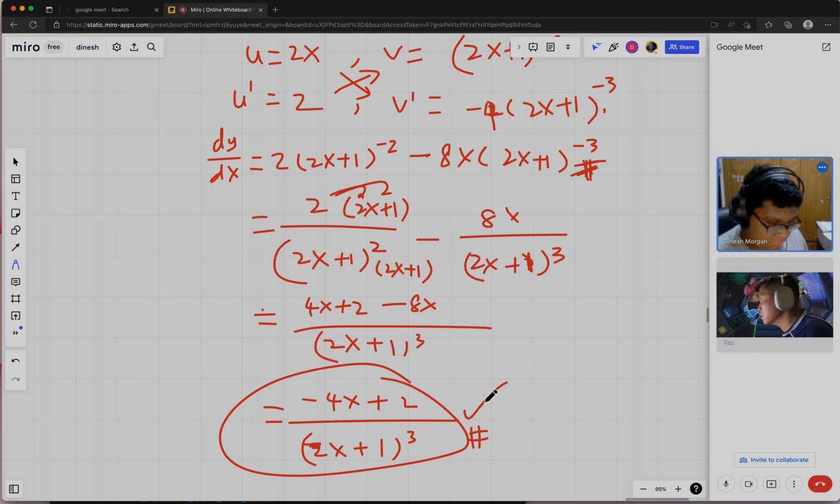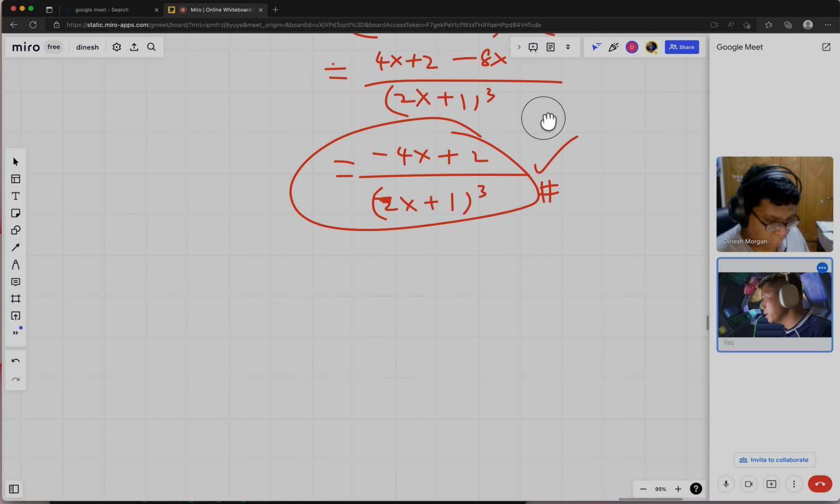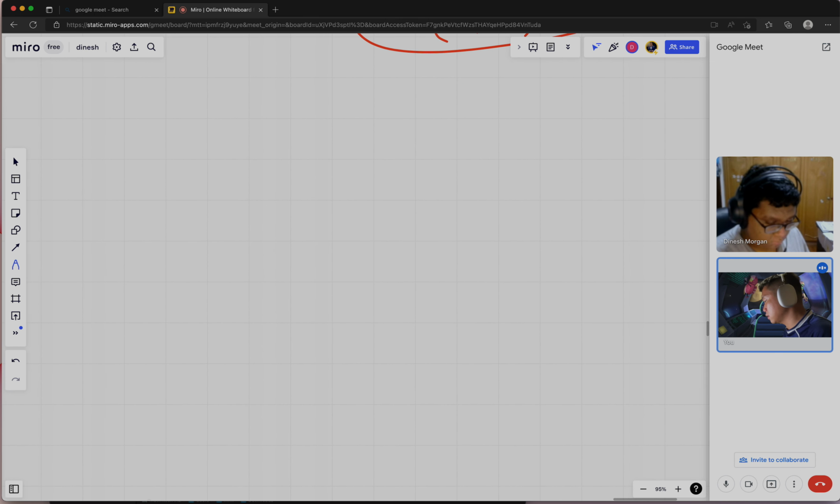So you can use the quotient rule, but instead of memorizing one more rule, I just stick with the product rule to solve this. Make sense? Okay. So probably let's talk about differentiation today.